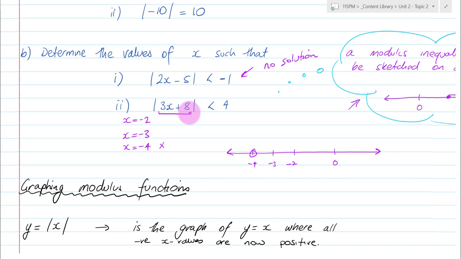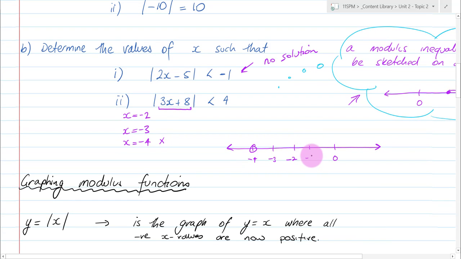And so that will be 3 times what will give us -4, and that will be -1 1/3 or -4/3. So the lowest value is about here at -4/3, and that's also not included. And on a number line, these are all our solutions.